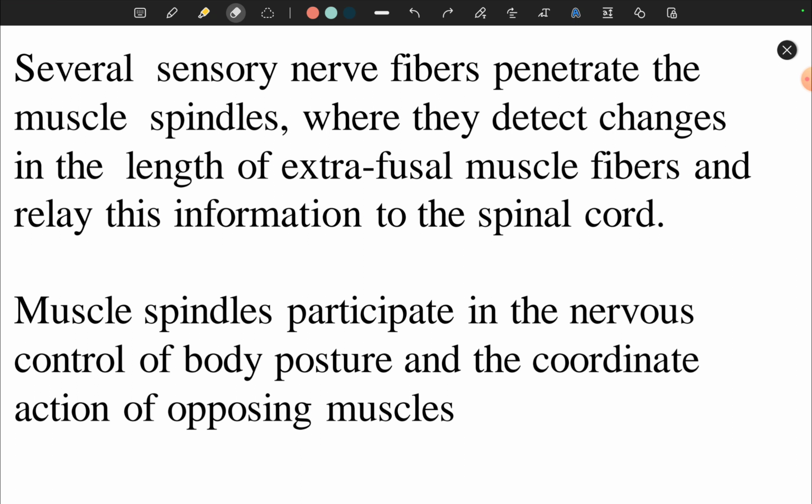So the muscle spindle area gives a feeling, a sensation, because the nerve that enters the muscle spindle is of sensory type. The muscle spindle participates in the nervous control of body posture and the coordinated action of opposing muscles, through these proprioceptor muscle spindles.